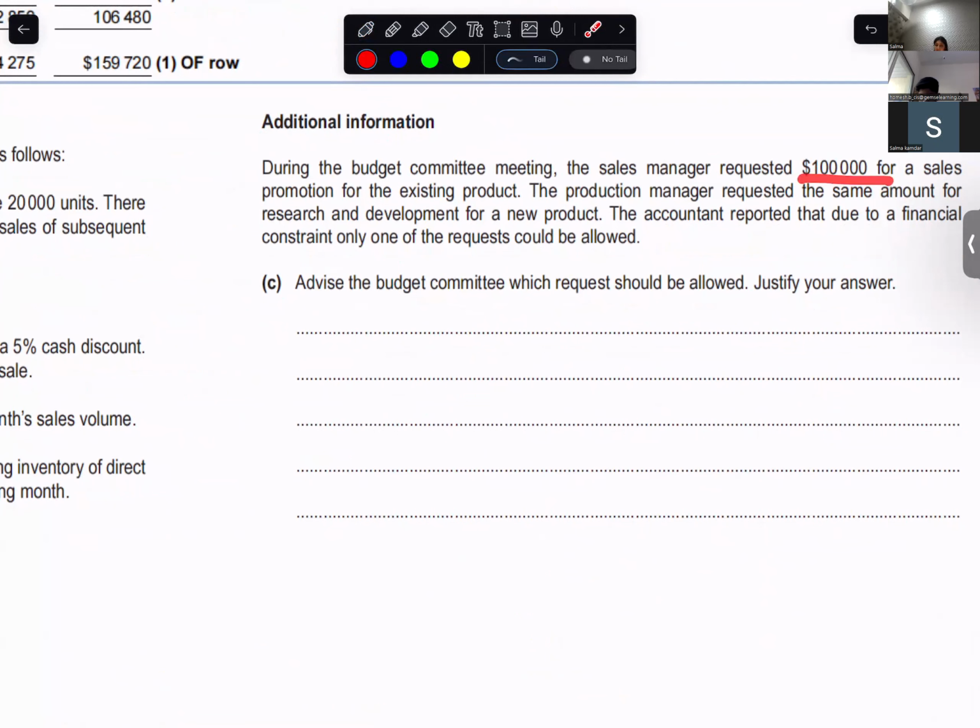So your sales manager is asking you for what? 100,000 for promoting existing product. And your production manager is asking the same amount for developing a new product. Accountant reported that due to a financial constraint, only one request can be allowed. Which one to allow? Justify your answer. So what is the first request? Sales promotion for existing product.